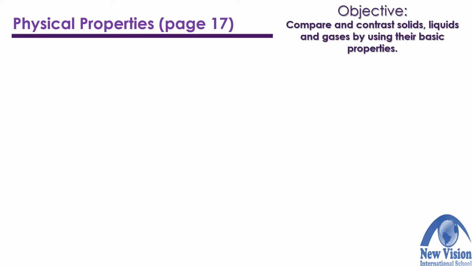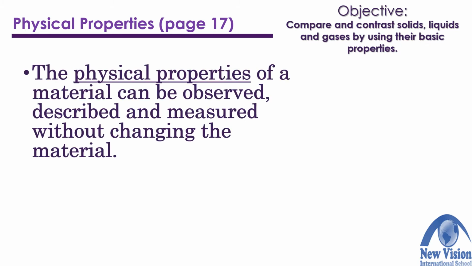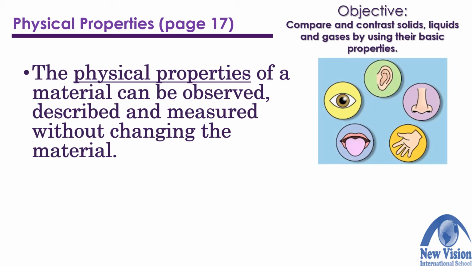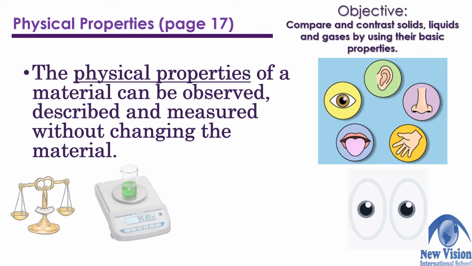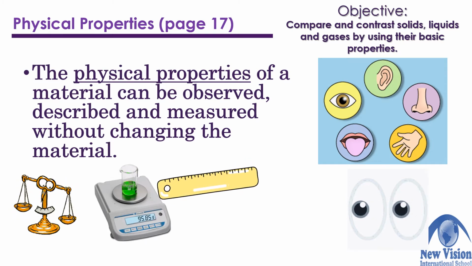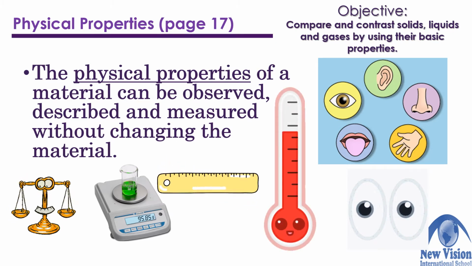Every solid, liquid, and gas has its own set of physical properties. The physical properties of a material can be observed, described, and measured without changing the material. We observe and describe using our five senses. Some properties can be measured using tools such as balances, rulers, or thermometers.